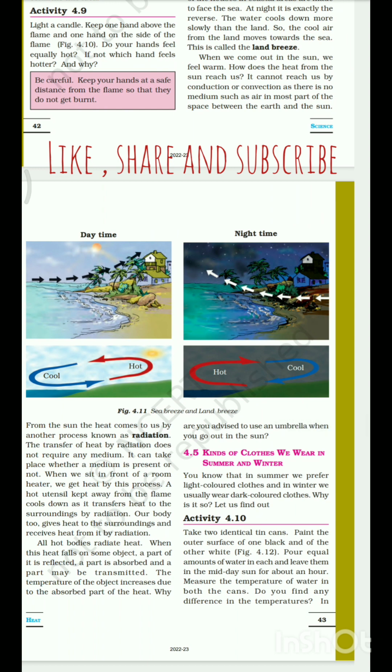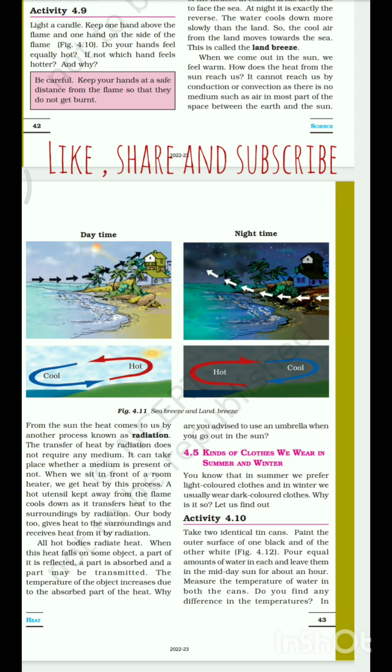When we come out in the sun, we feel warm. How does the heat from the sun reach us? It cannot reach us by conduction or convection, as there is no medium such as air in most of the part of the space between the earth and the sun. From the sun, the heat comes to us by another process known as radiation.